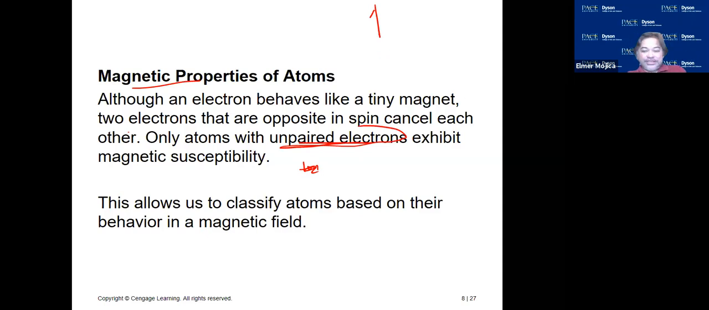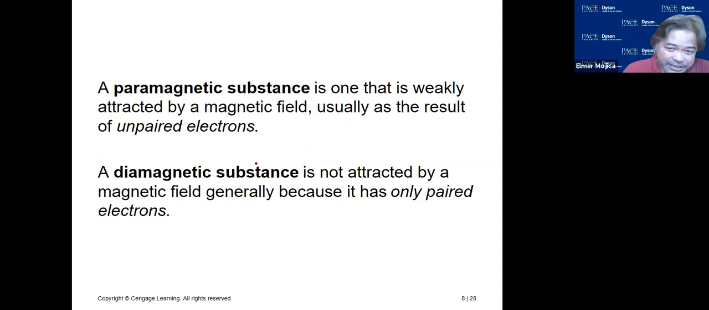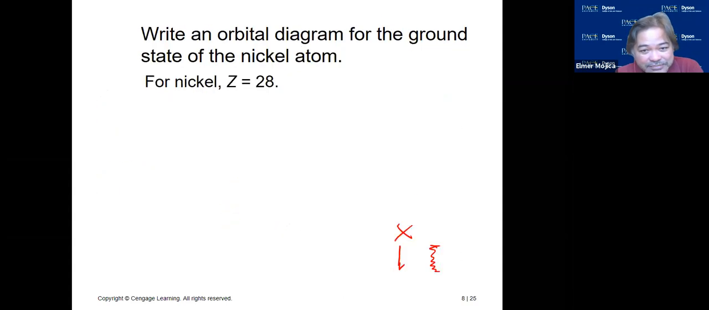So what is this property? Whenever you have unpaired electrons, that means that substance is paramagnetic. What is paramagnetic? It can be magnetized. It can be attracted by a magnetic field. Diamagnetic, on the other hand, is not attracted by a magnetic field because it only has paired electrons. Okay, so let's go back to some of the items that we have done.